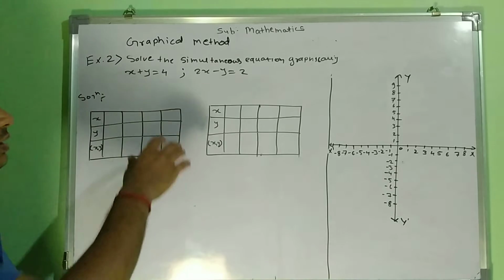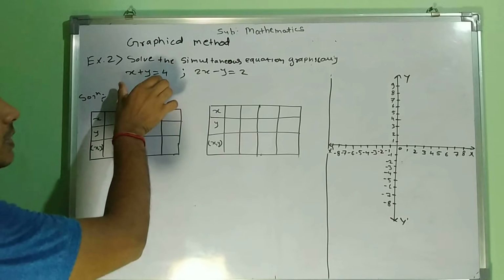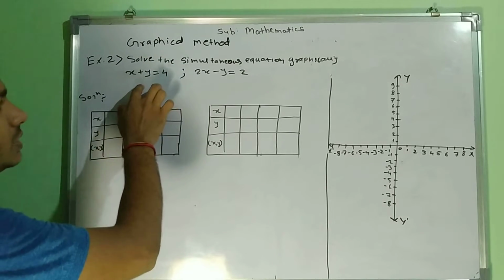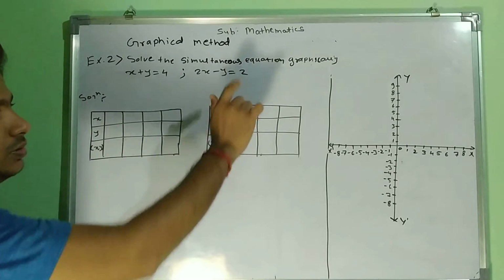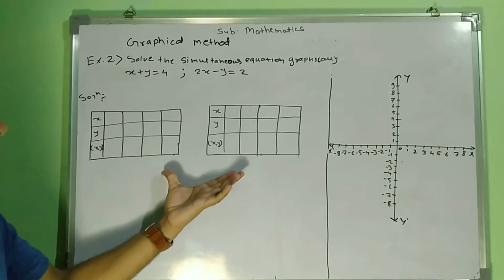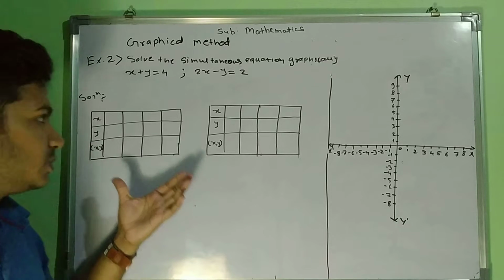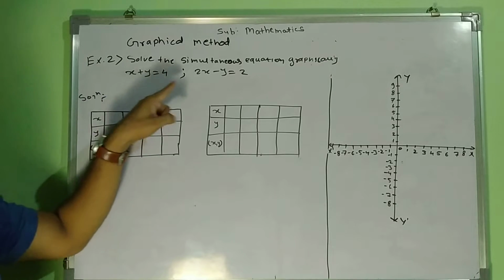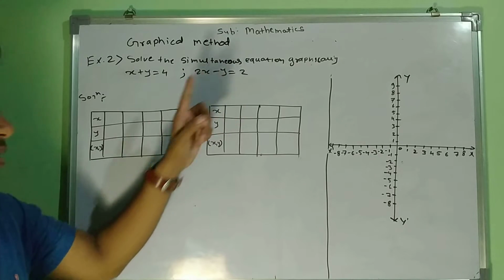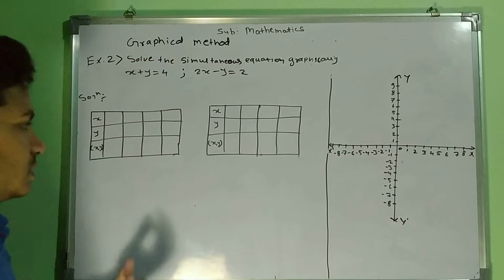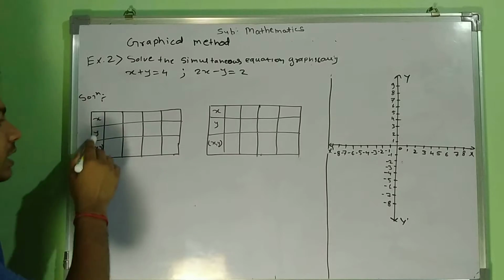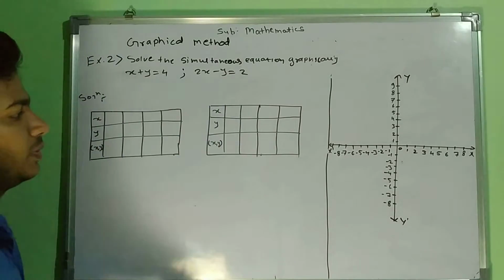For that we have to represent separately, first of all, that line, that equation, and secondly this one. For that we need to make two tables. We have to find 8 ordered pairs, that means 4 ordered pairs for that line and 4 ordered pairs for that one. So first of all we need to draw two tables. I have drawn the two tables, with x, y and ordered pair columns.